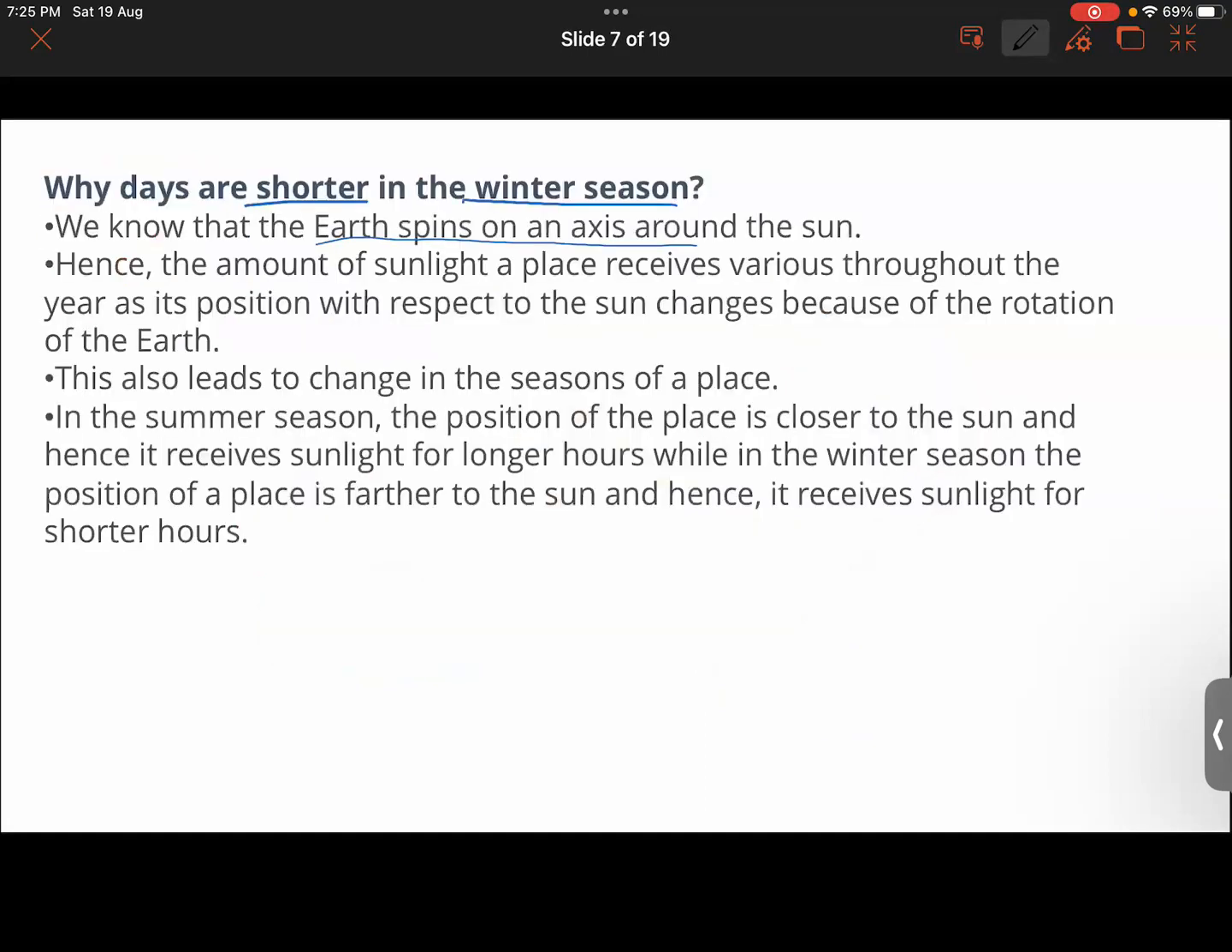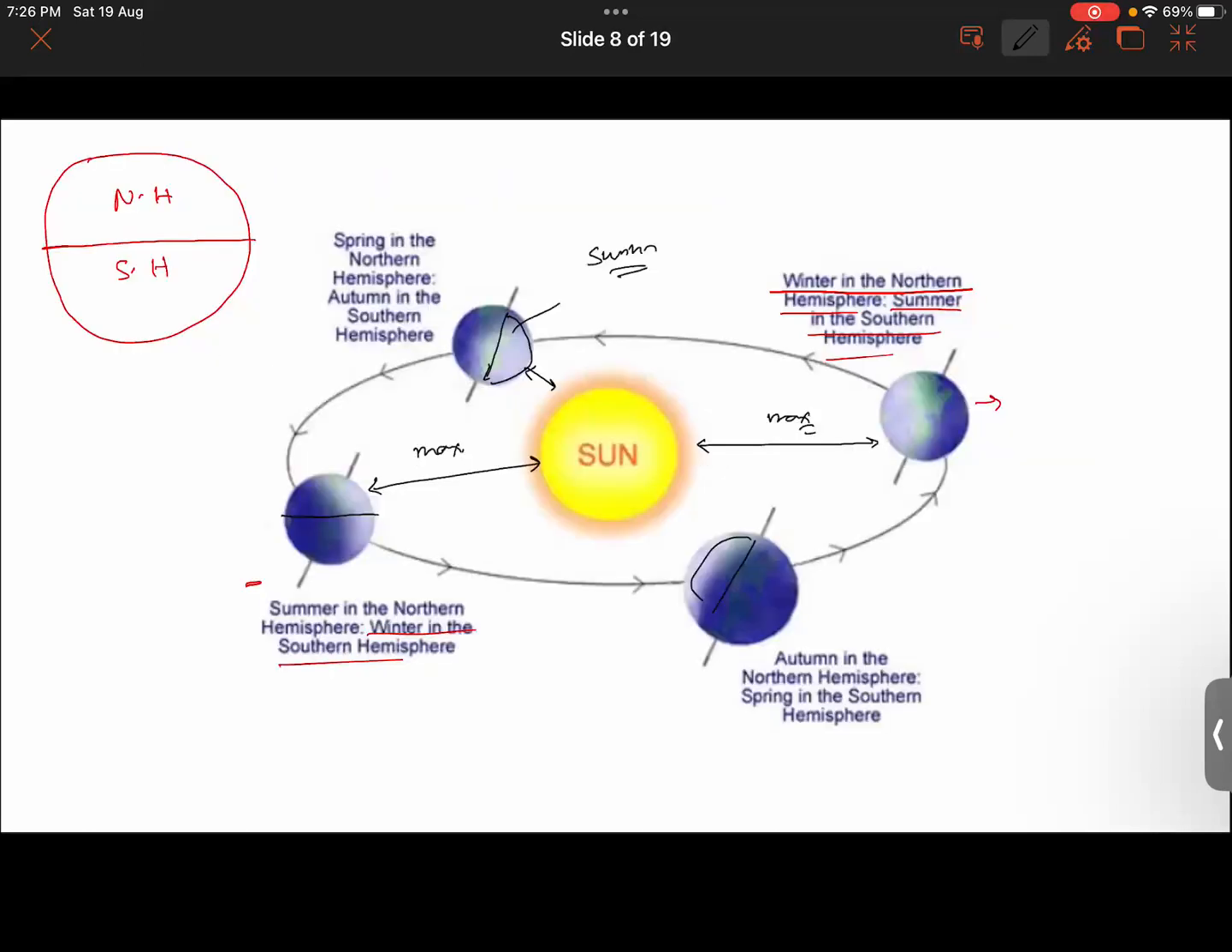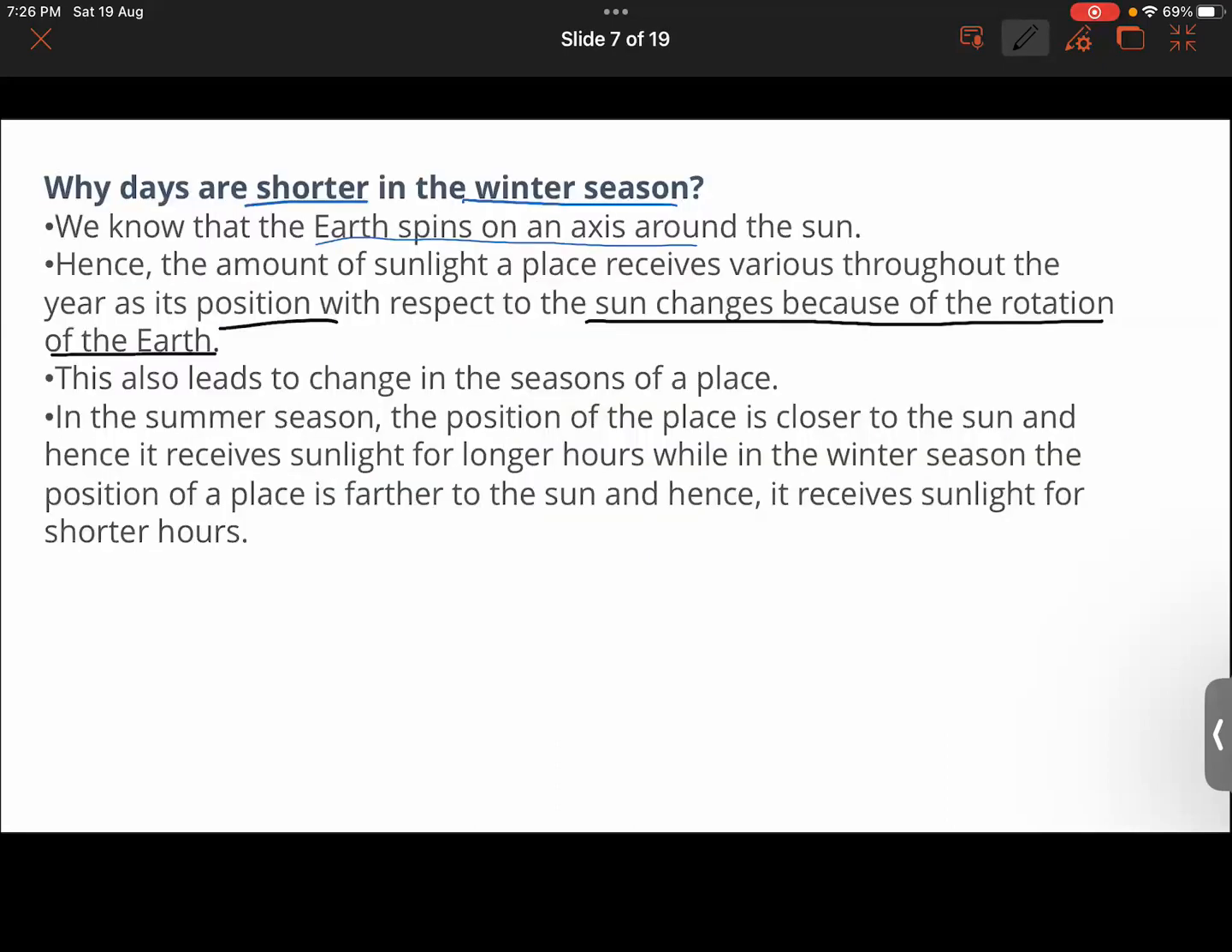Now come back to this slide here. What do we know? Earth spins on its axis around the sun, that is obvious. The amount of sunlight a particular region of the Earth's surface receives will vary throughout the year, because its position with respect to the sun changes. Meanwhile, the Earth is doing revolution, and it is also doing rotation on its own axis. Getting it? This also leads to change in the season of a place as well.